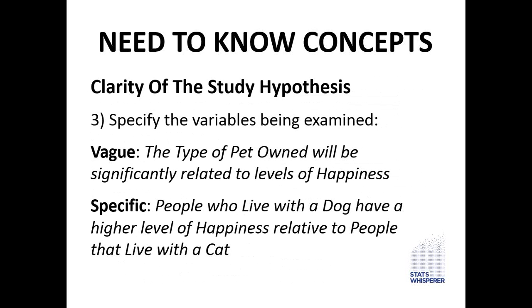And third, just make sure there's a level of specificity of the variables being examined, right? So a vague hypothesis might be the type of pet owned will be significantly related to levels of happiness. Right? We don't know what kind of pet. We don't know if they'll be more or less happy with which pets, right? So a specific statement might be people who live with a dog have a higher level of happiness relative to people that live with a cat, right? So more specific is better.